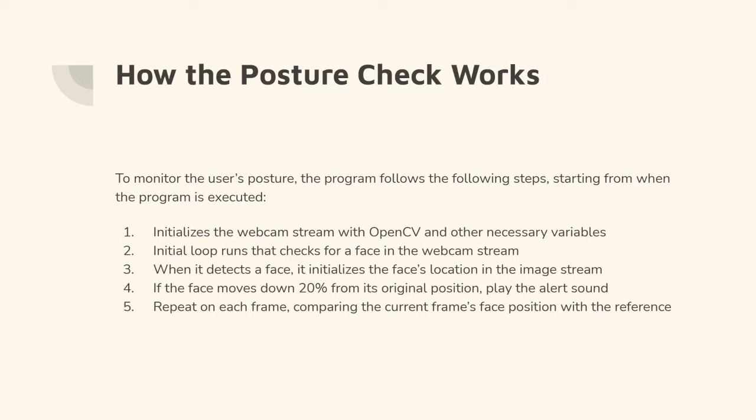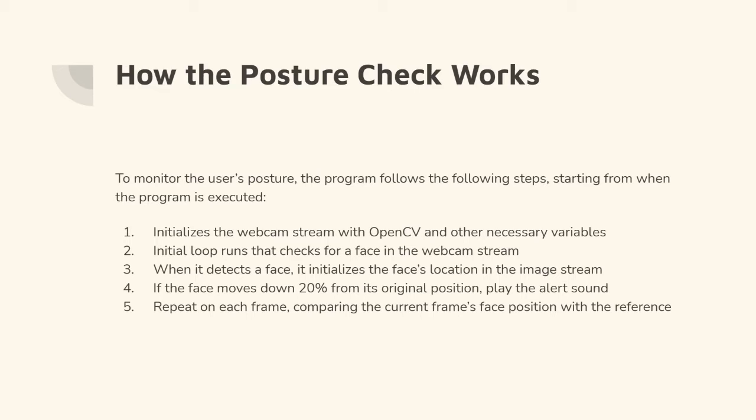So we're going to talk about how the posture check works. To monitor the user's posture, the program uses the following steps. We initialize the webcam stream with OpenCV and other necessary variables. Then an initial loop will run that's going to check for a face in the webcam stream until it finds one. If not, it'll just keep looping.